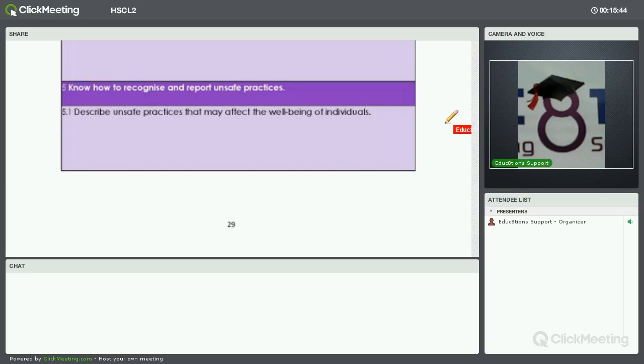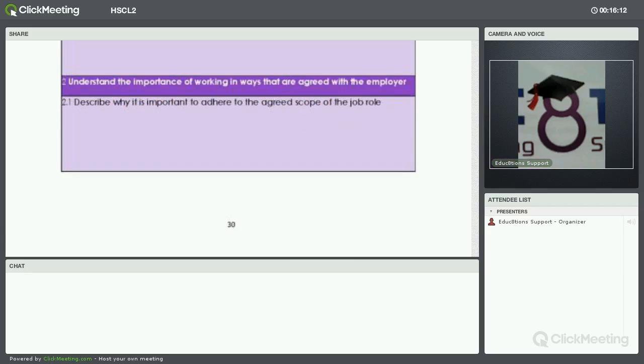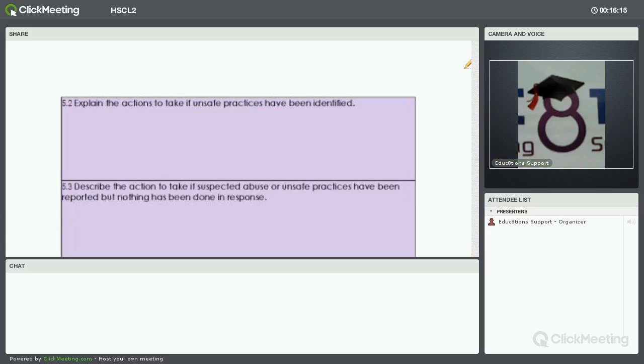Learning outcome 5 is knowing how to recognise and report unsafe practices. 5.1, describe unsafe practices that may affect the well-being of individuals. So, tell me about unsafe practices and how they can affect the well-being of that person. Simple as that. 5.2. Explain the actions to take if unsafe practices have been identified.